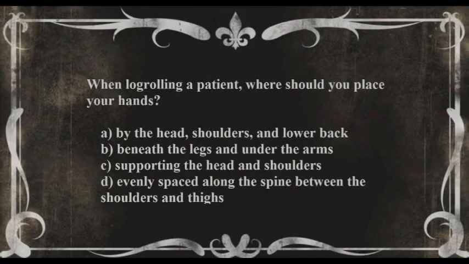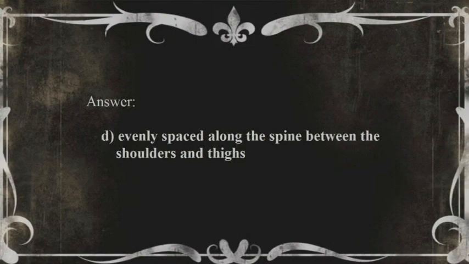When log rolling a patient, where should you place your hands? A. By the head, shoulders, and lower back. B. Beneath the legs and under the arms. C. Supporting the head and shoulders. Or D. Evenly spaced along the spine between the shoulders and thighs. The correct answer is D. Evenly spaced along the spine between the shoulders and thighs.